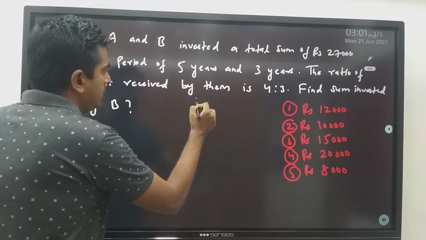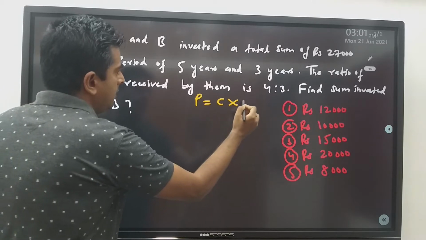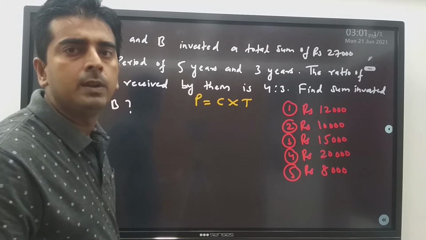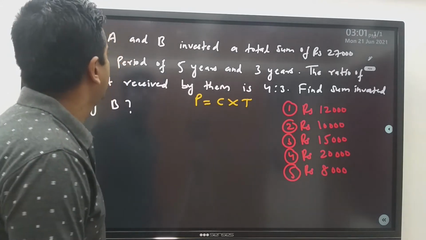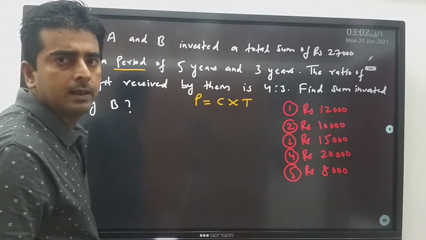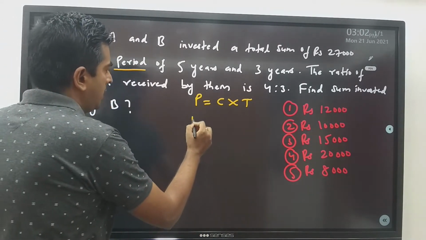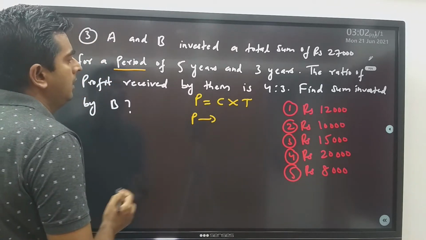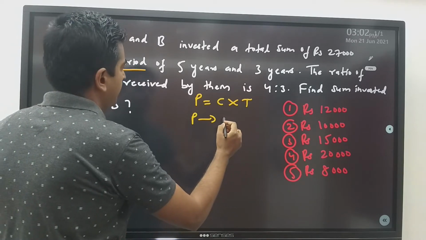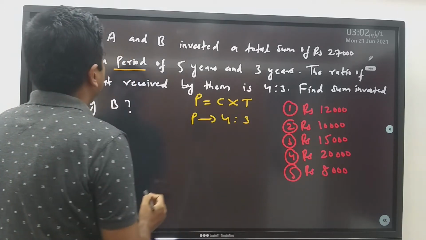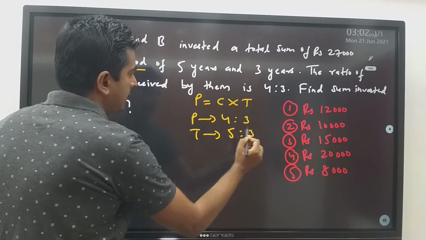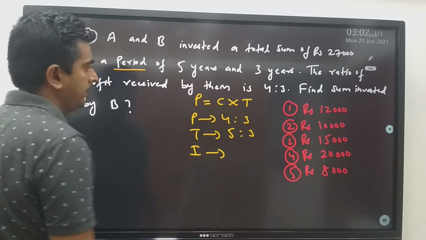Right? Profit is equal to capital or investment into time period. Whenever you are multiplying capital or investment with time, you will get profit. And what they have given you? Time period they have given you, and profit they have given you. So from this we can calculate the investment ratio. So profit, what they have given you? 4:3. Time period, what they have given you? 5:3.